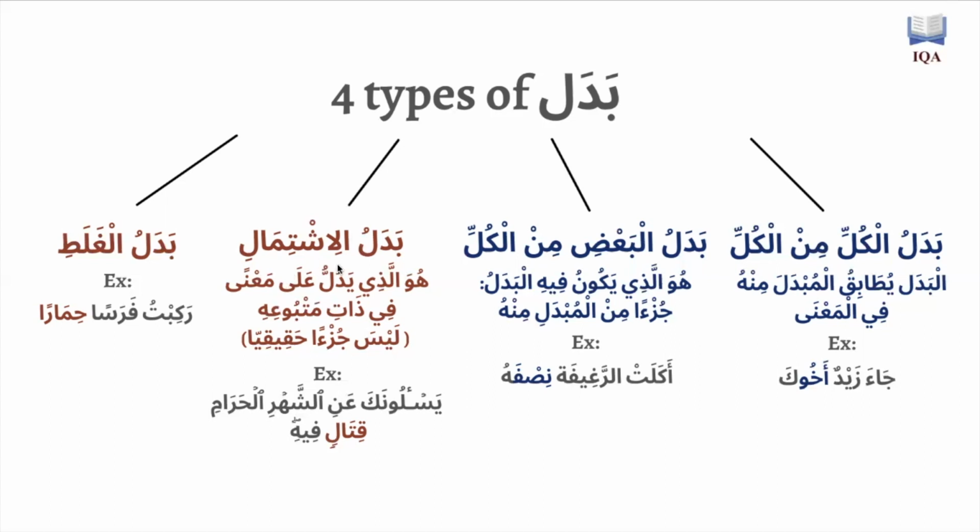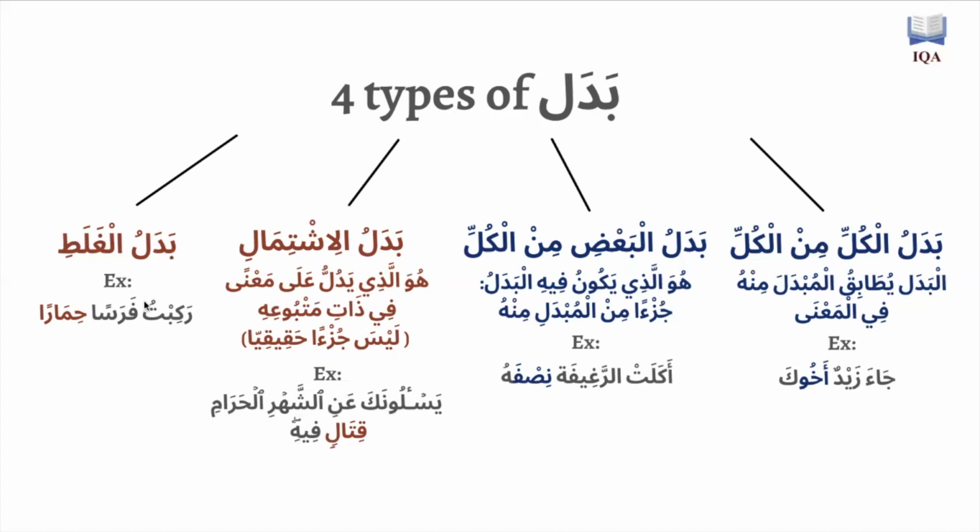So the way to differentiate between badal ishtimal and badal ba'd min kull is that if the thing that you're talking about is actually a physical part of the thing, then it's badal ba'd min kull. Like I ate half the piece of bread, I memorized half the Quran. This is an actual physical piece of it. But badal ishtimal is when the badal is not an actual physical piece of the thing that it's coming to substitute, but it's just a metaphorical meaning or a meaning that the mubdalu minhu can contain or can indicate.